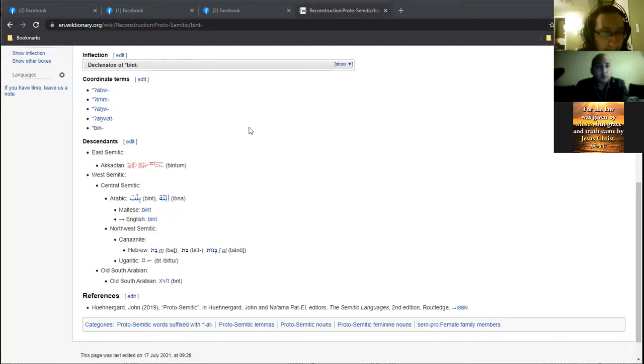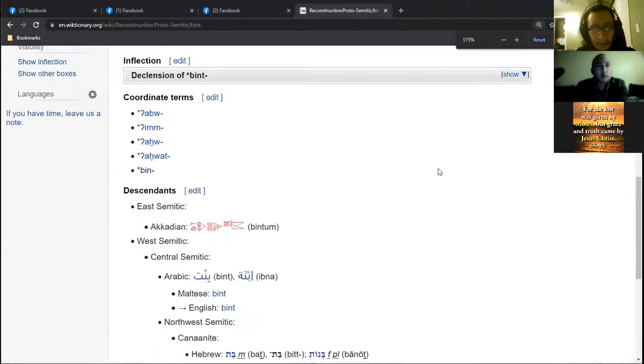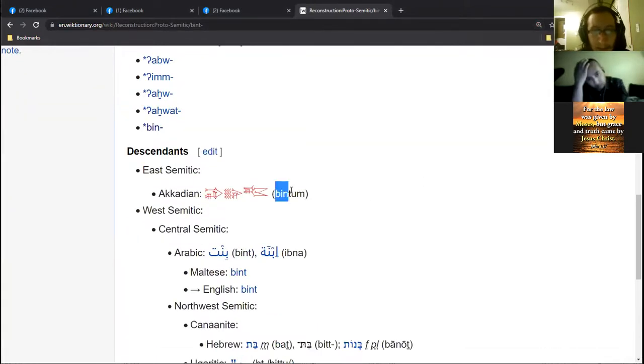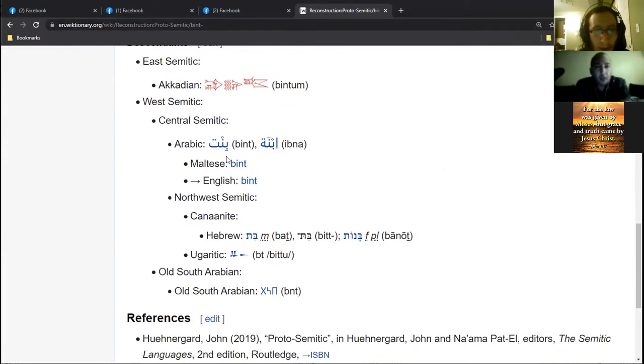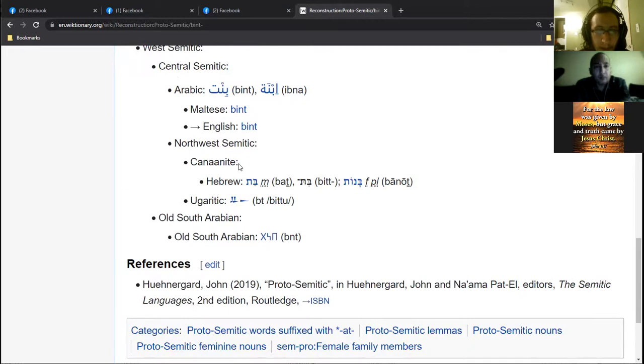So these are different Semitic languages. In Akkadian, it's Bintum. Arabic, it's with a tav. But look, it has a second one. It also has ibna, so it has the a ending, just like Hebrew. But Hebrew has bath or bat or bit, but the plural has benot.